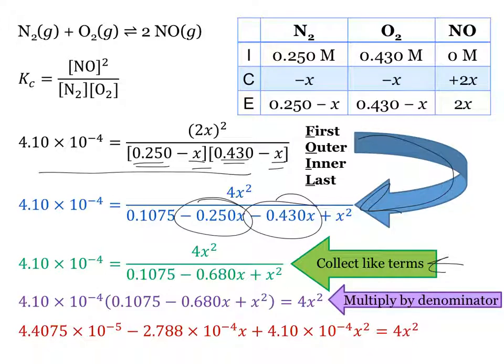Next, we need to clear the denominator, which we can do by multiplying both sides by the denominator to get the purple equation. Finally, we have to distribute 4.10 times 10 to the negative fourth to each of the terms in the purple equation. Mathematically, this got ugly pretty fast. So let's take a minute to think about how we can solve for x in the red equation.